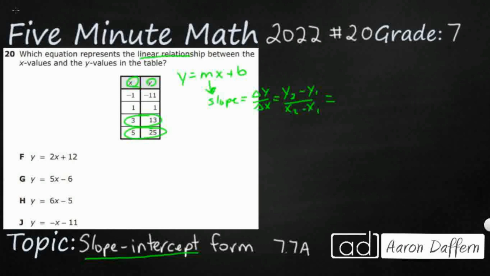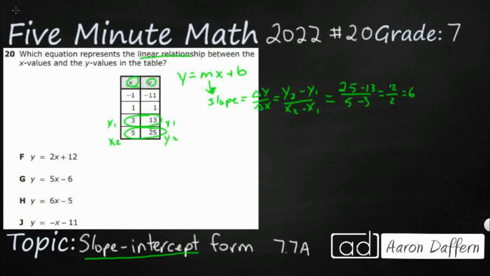I'm just going to make this my y2, and this is going to be my y1, this is my x1, my x2. You just want to make sure you've got your x2 and your y2 paired up. So this is going to be 25, that's my y2, minus 13, and then my 5 minus 3. That's going to be 12 over 2, so that equals 6.